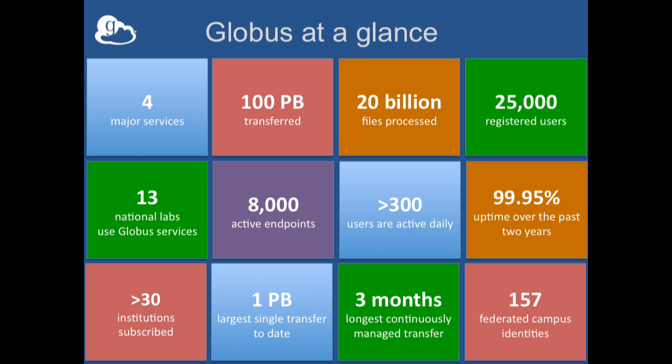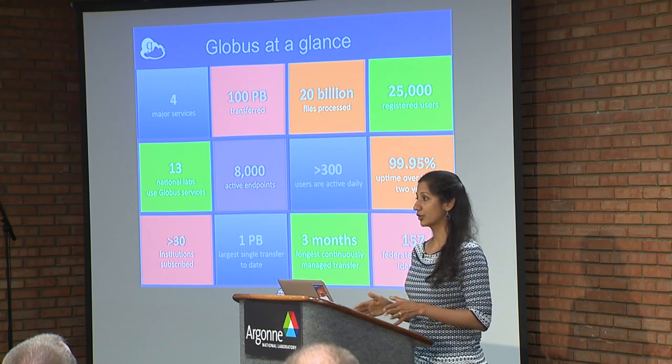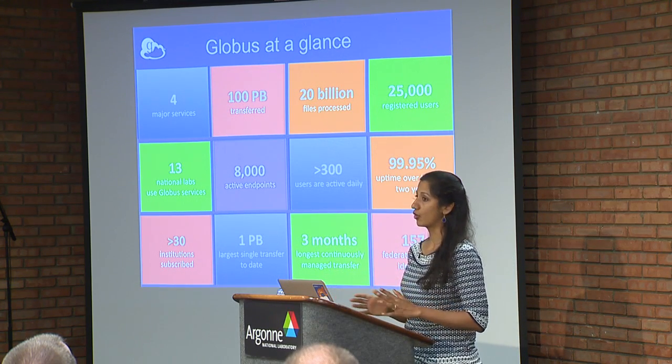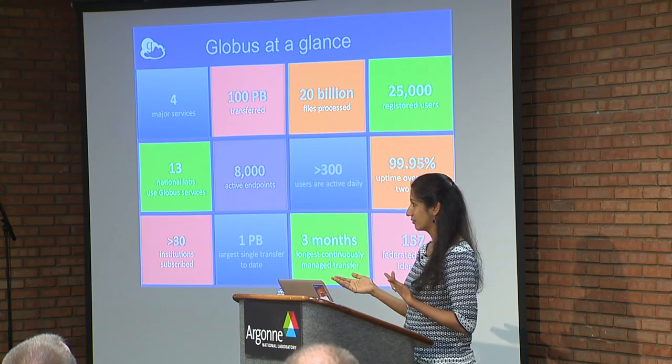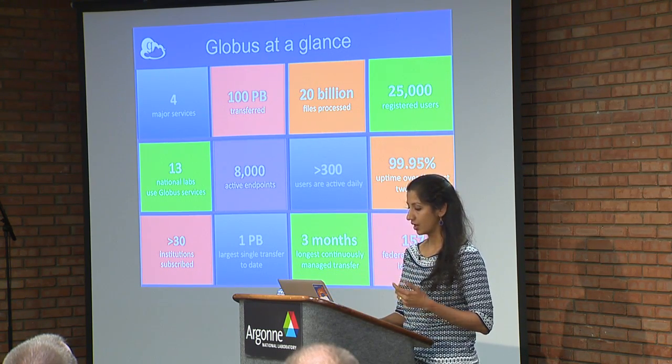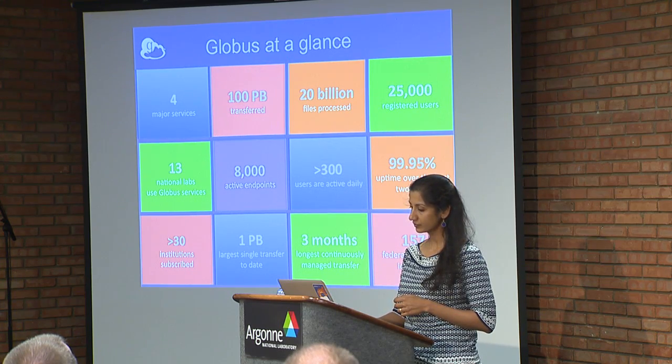What might be of interest in all of this for you is the fact that there are 8,000 active endpoints out there. That means there is a lot of storage, potentially your collaborators and campuses, that have already installed and are making Globus available. So you could just be leveraging them, just like you would use other tools to move data, right?